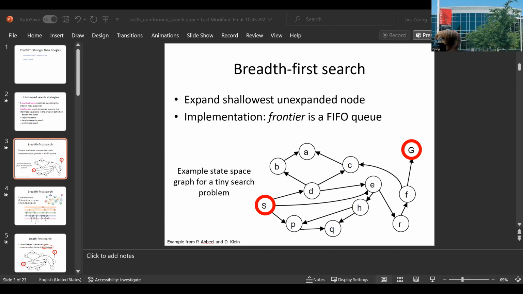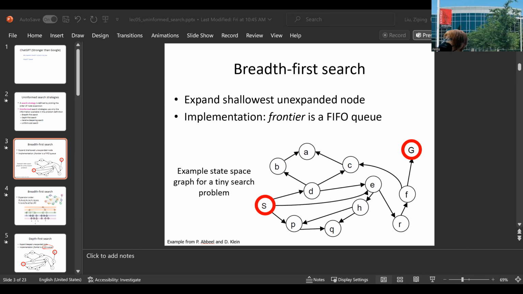So next it will go to B. B is first, so we take B out and add A to the queue. After it expands B, who is the first node in the queue? Who is the last node in the queue? The first node in the queue is C. What is the last node in the queue?